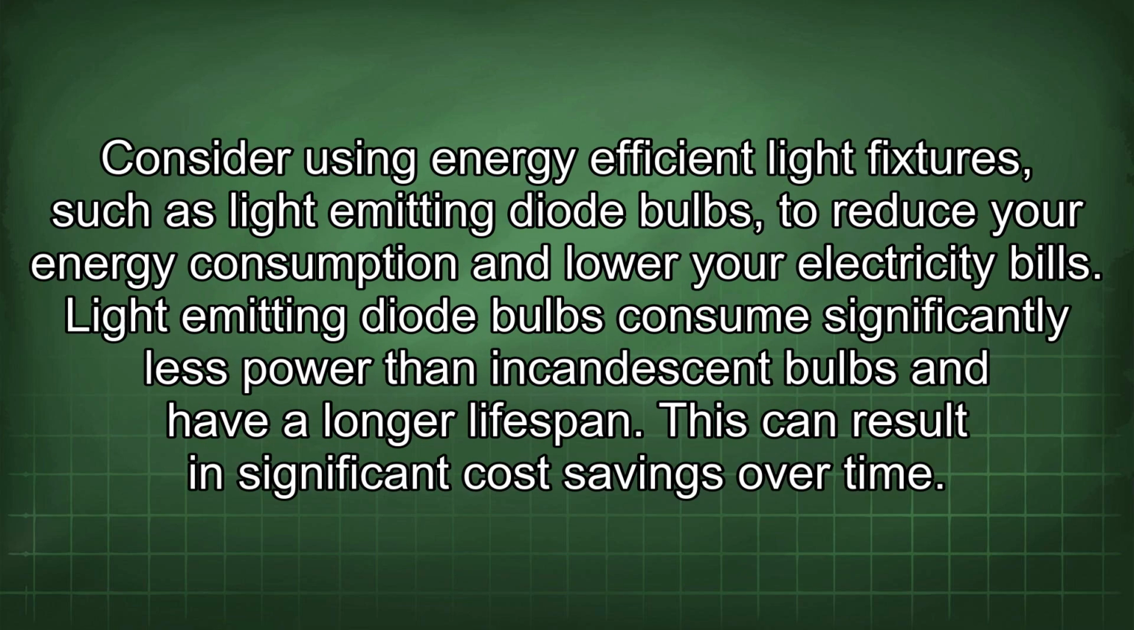Consider using energy-efficient light fixtures, such as light-emitting diode bulbs, to reduce your energy consumption and lower your electricity bills. Light-emitting diode bulbs consume significantly less power than incandescent bulbs and have a longer lifespan. This can result in significant cost savings over time.